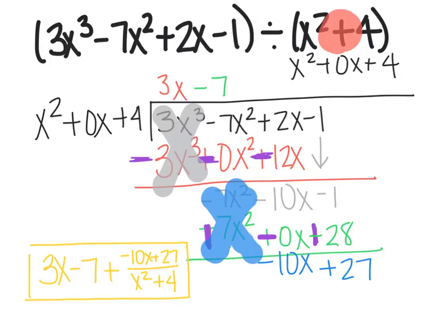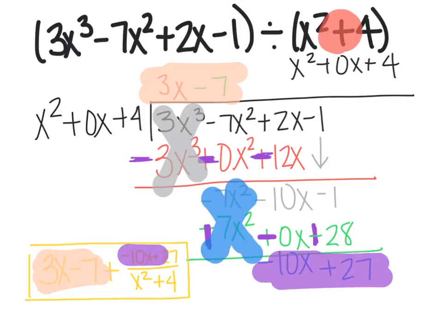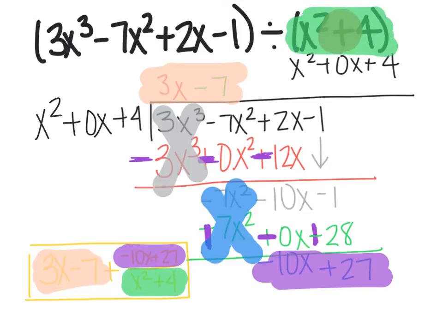So just to show you where all the pieces came from, my 3x minus 7 was what I got up here when I actually did my division. My negative 10x plus 27 was my remainder. That's what ended up on top. And then x squared plus 4 is what I was dividing by, and that's what I had up here that I was dividing by. And I did not write this with a 0x in the middle. I don't have to write that. But this would end up being my final answer.